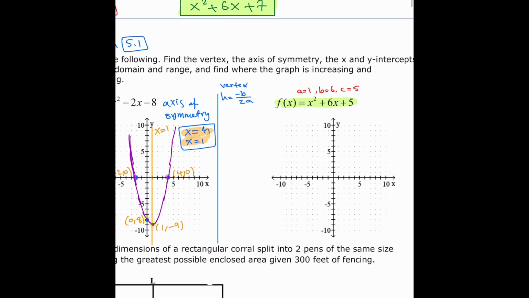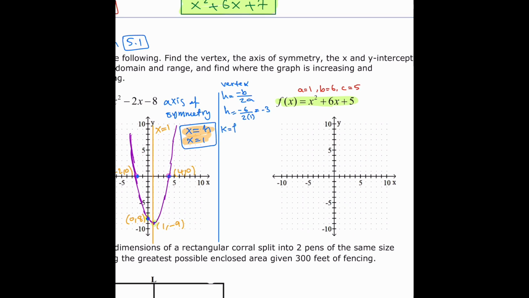So h is equal to negative 6 over 2 times 1, which is going to give me negative 3. So h is equal to negative 3. To find k, k is basically f of negative 3, which is negative 3 all squared plus 6 times negative 3 plus 5. And this is equal to 9 minus 18 plus 5. This is negative 9 plus 5, which is negative 4. So the vertex is negative 3 and negative 4.